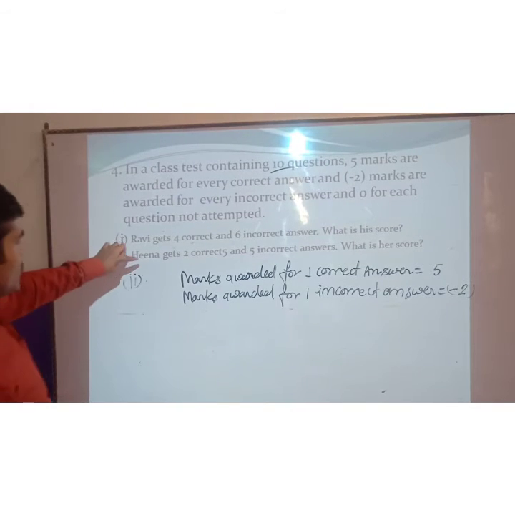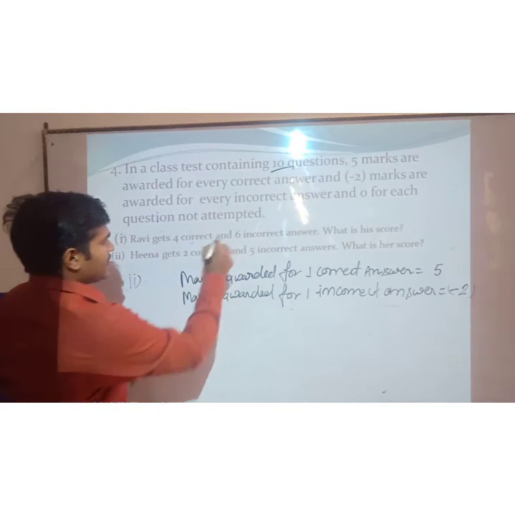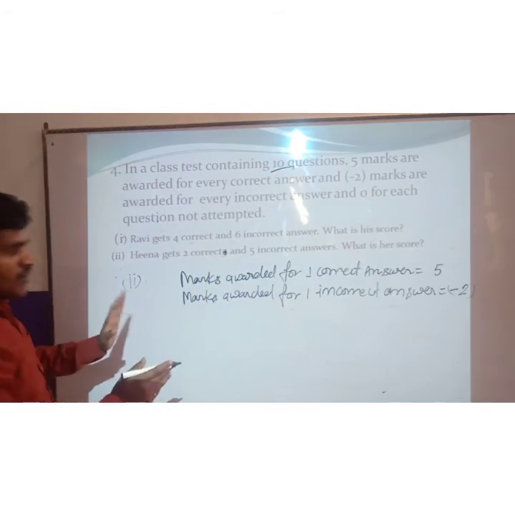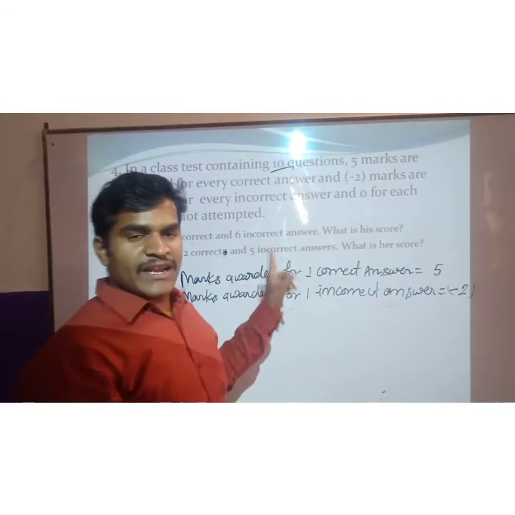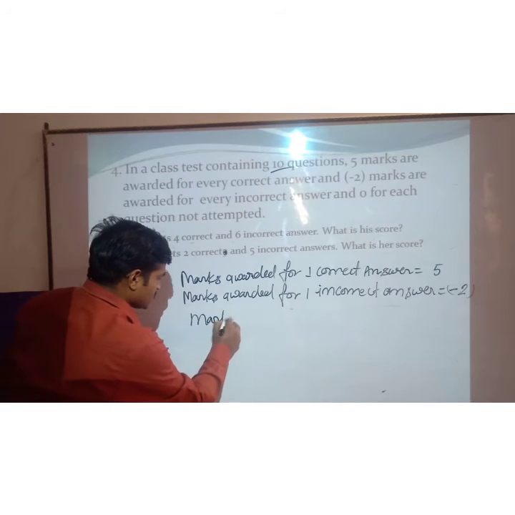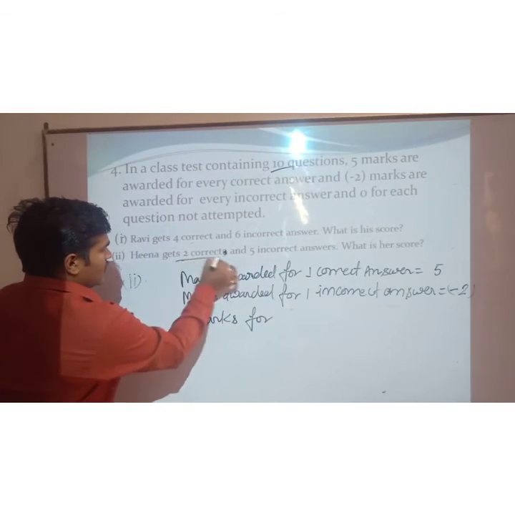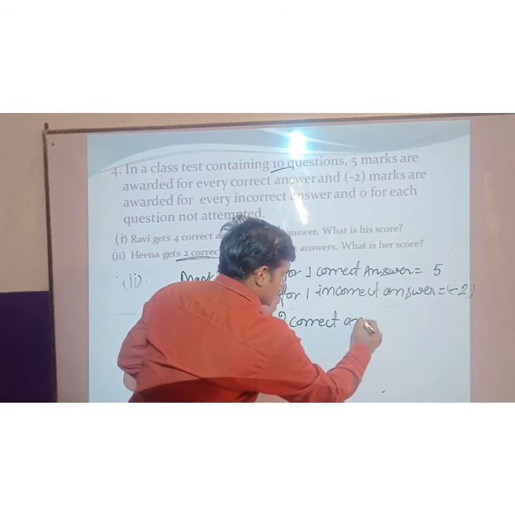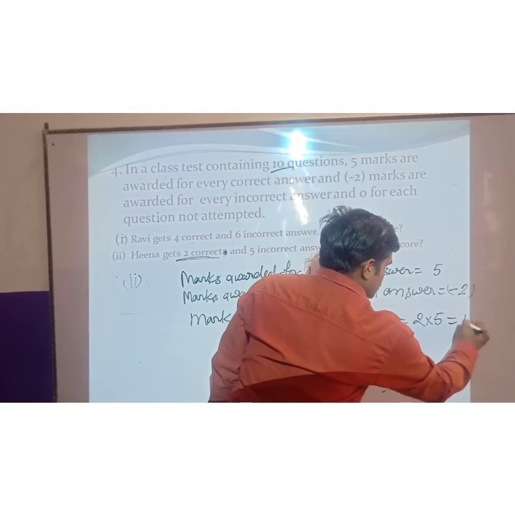Now the second one is given. Hina gets 2 correct and 5 incorrect answers. What is her score? As you know, marks awarded for 1 correct answer is 5 and marks awarded for 1 incorrect answer is minus 2. So marks for 2 correct answers, 2 into 5, is equal to 10.